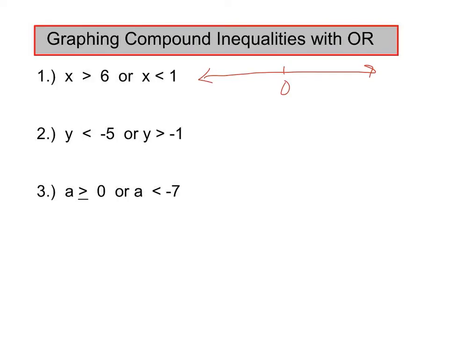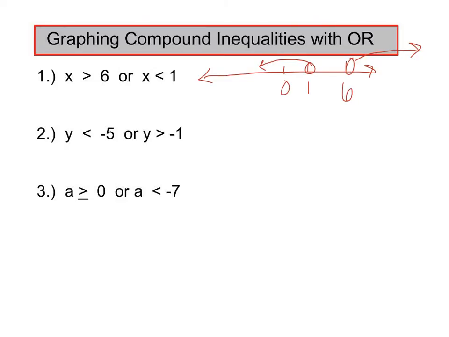So let's graph both. X is greater than 6. That means an open circle on 6 and an arrow to the right. Or x might be less than 1. So we have an open circle on 1 and my arrow pointing at numbers less than 1. Notice on a compound inequality that has the word "or" in the middle, instead of my arrows facing in, they now face out. They go in opposite directions of each other.